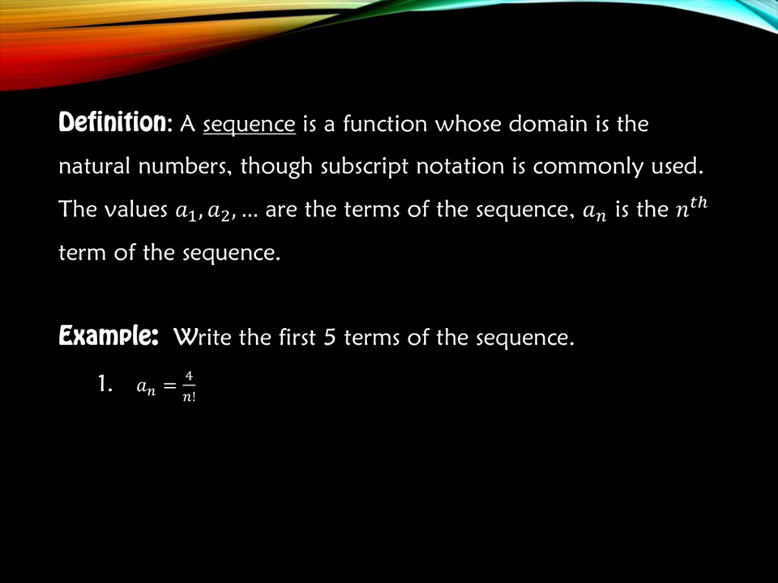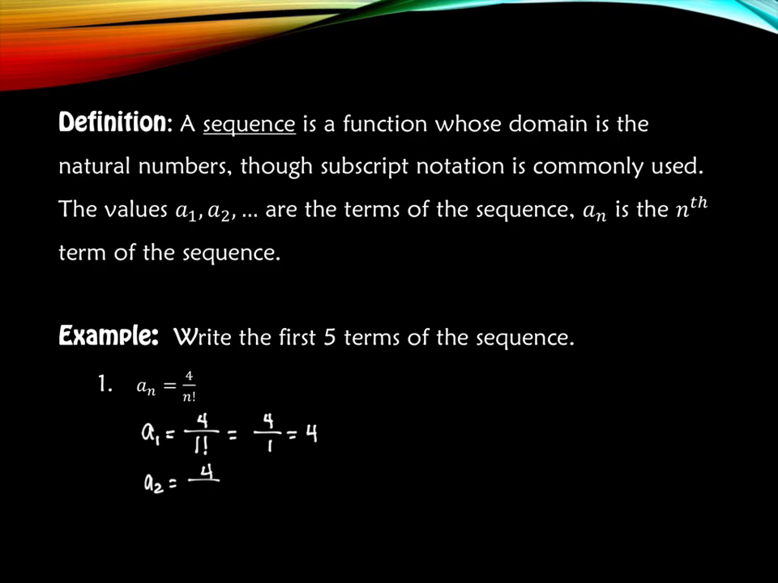And the first one we're going to take a look at is finding 5 terms of a sequence. So you have, in essence, a formula given to you that tells you how a sub n is defined. It is 4 over n factorial. And so if we're wanting to do a1, then we're doing 4 over 1 factorial. And 1 factorial is just 1. So this is the term 4.